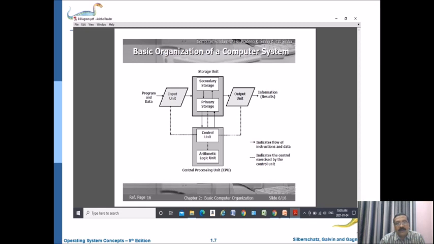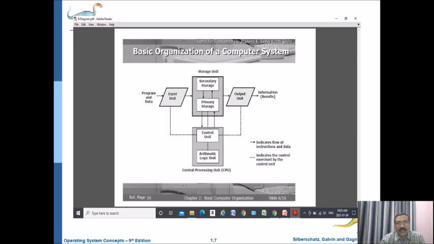So let me recall the von Neumann model of a basic computer system. You're all familiar with this diagram, and this is the block diagram of a modern digital computer. This model was first put forward by John von Neumann. Everybody knows. So again, let me recall.